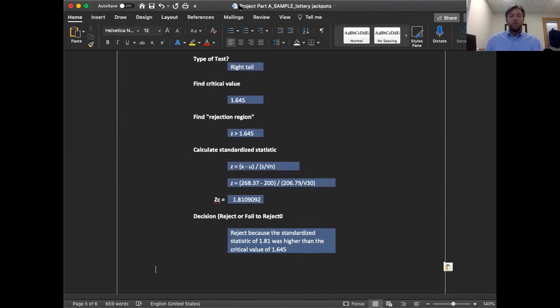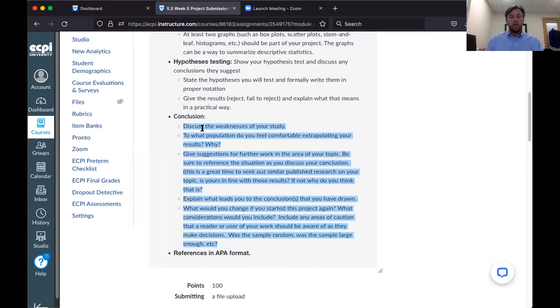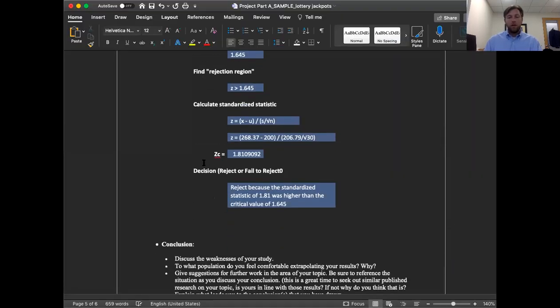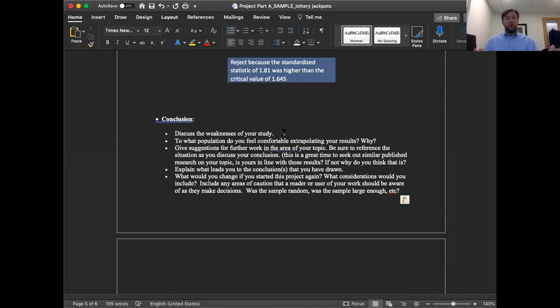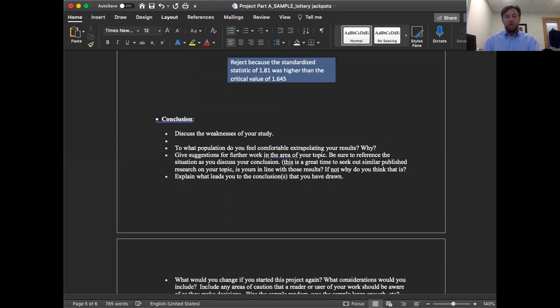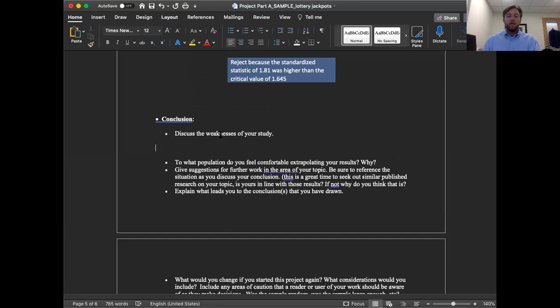So now what you do is, let's go back to our assignment. Let's copy the questions. Let's go back to our Word document. Now let's answer some questions. So discuss the weaknesses of your study. The weaknesses is sort of a misnomer here. Keep in mind, we're talking about statistical weaknesses. We're talking about things that affected your data that maybe you didn't account for. What are the factors that may have affected your data?